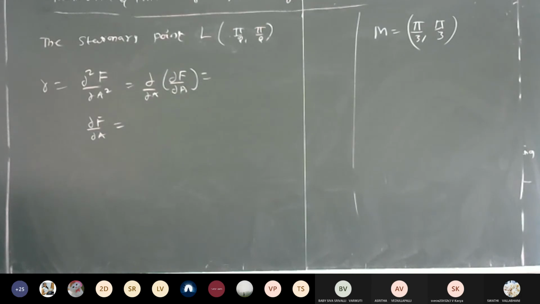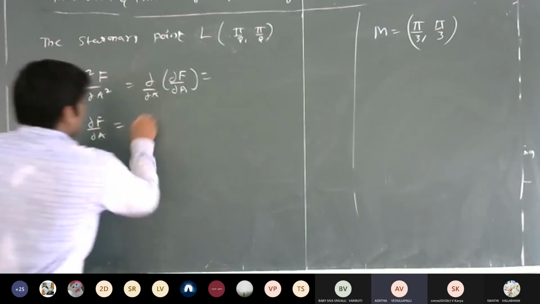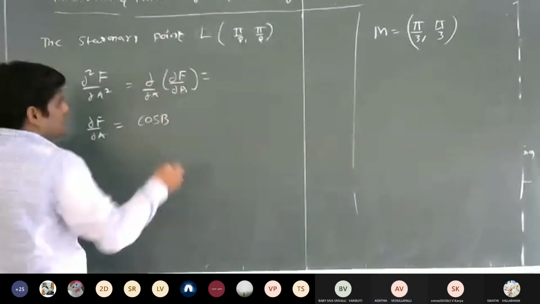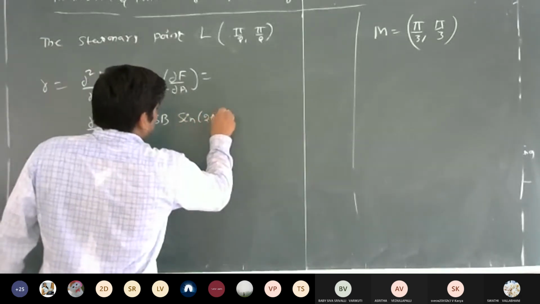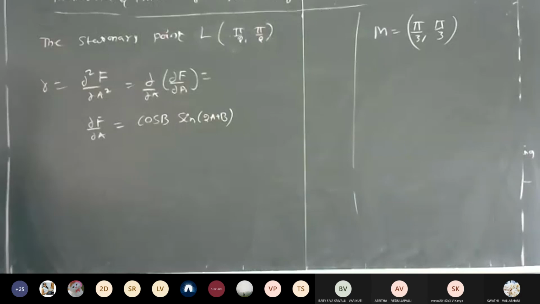Cos b into sin of 2a plus b. But that is a lengthy one. Sin of 2a plus b.